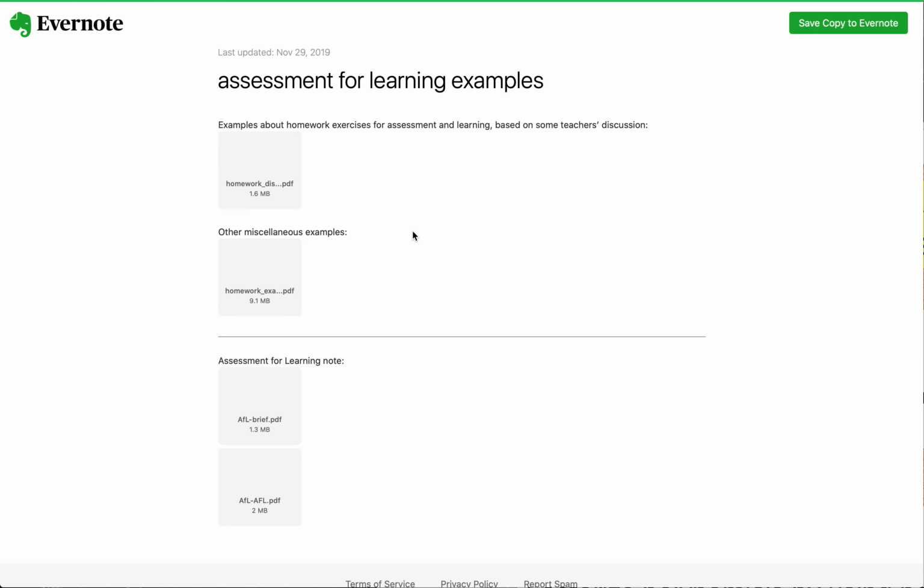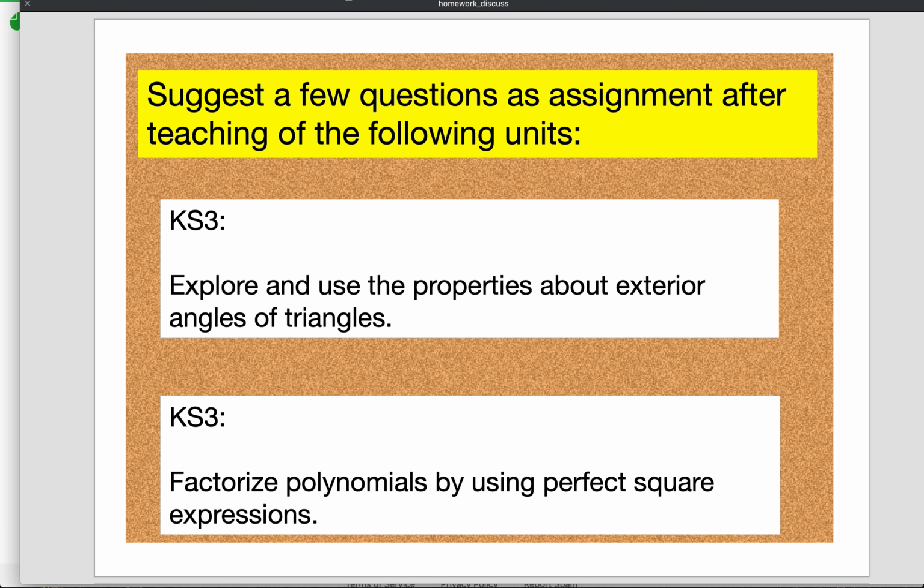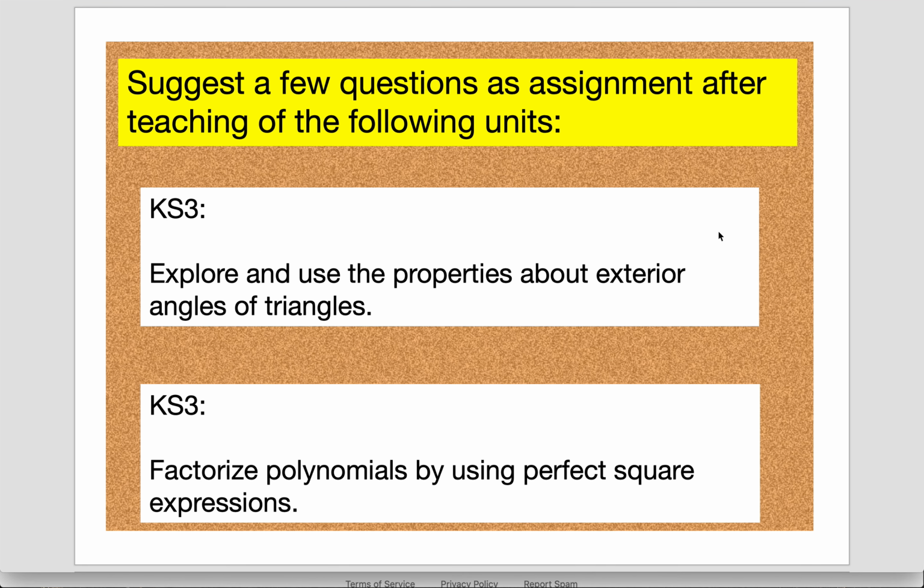And then in our F-Note file, I have several PDF files. The first one is about homework setting and based on some discussions with teachers. So this is the PDF file. If you try to download it and open it, then you will see the slides here.